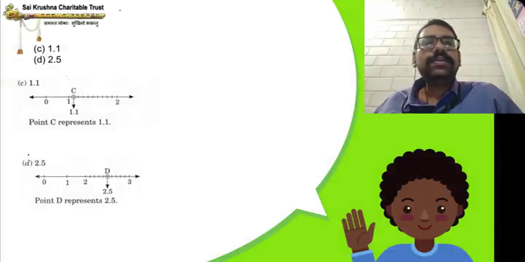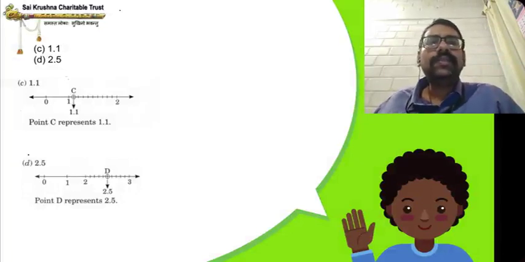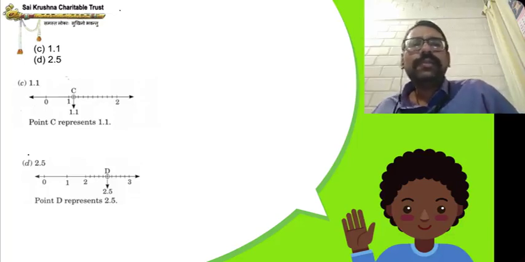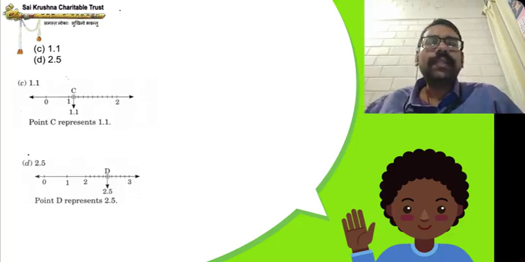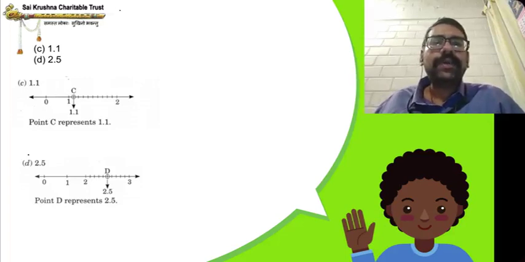Now 1.1. So between 1 and 2, make 10 equal divisions or parts. Divide it into 10 equal parts on the number line. So after 1, what number will come? 1.1. After 1.1 comes 1.2, 1.3, 1.4, like that till 2. Now we have to plot only 1.1 here. So after 1, next will be 1.1. Point C represents 1.1.